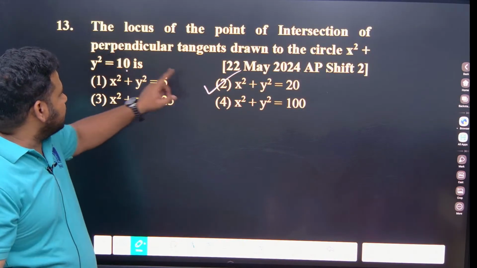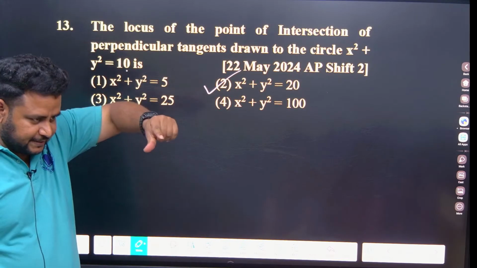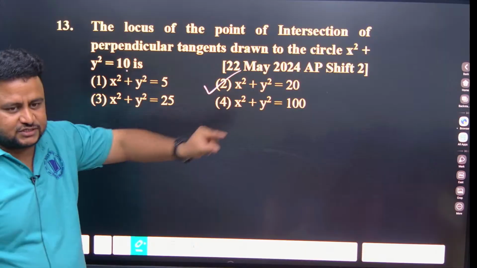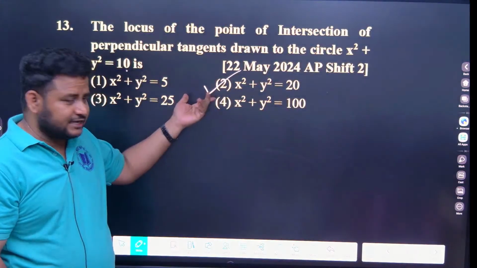The locus of the point of intersection of perpendicular tangents is the directrix circle, and it is given by x square plus y square is equal to 2 times r square. R square is 10, so 2 times r square is 20. Directly you are getting option 2.